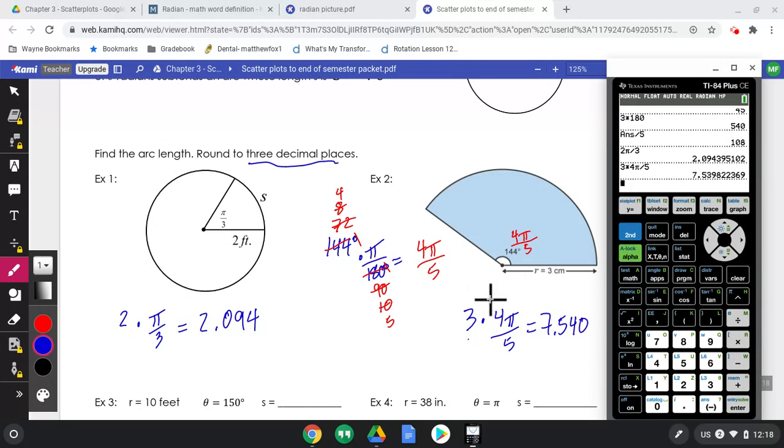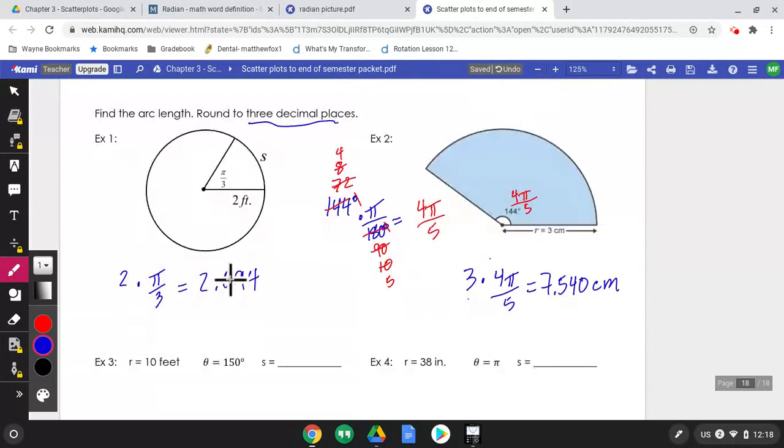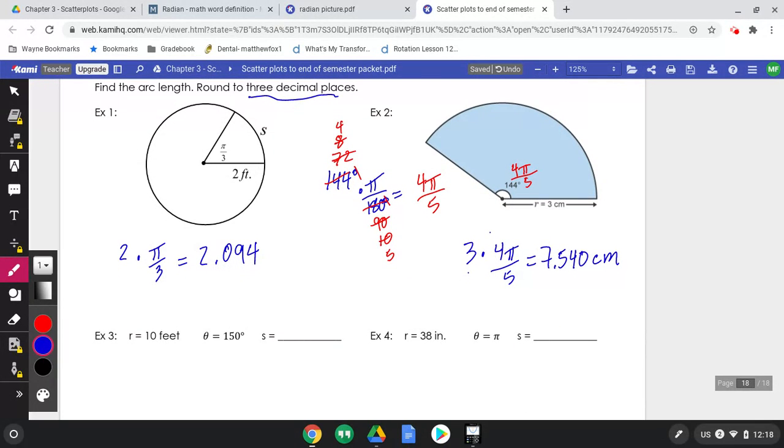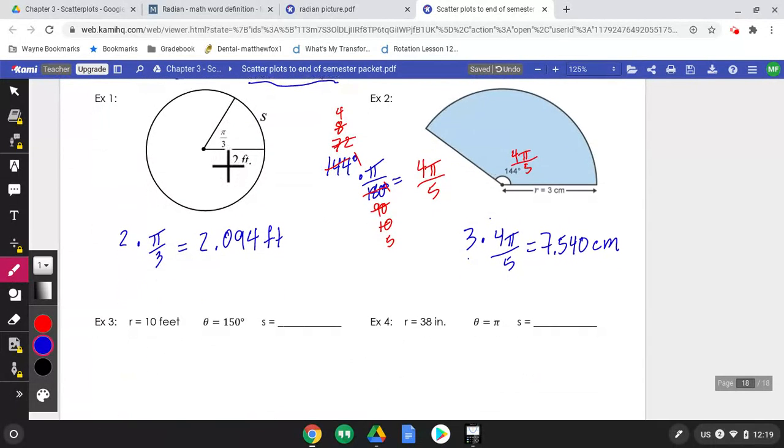7.540, and one thing I forgot to do on the first one, that was poor, I forgot to put my label. So centimeters for that one. This first one should have been in feet. The arc length is a distance. It's the distance around the edge of the circle. The radian is not a distance. The radian is an angle, which we're calling angle theta, and that's most common.